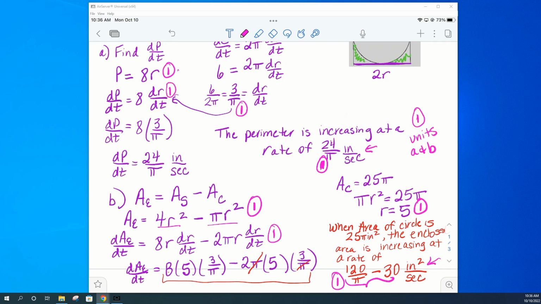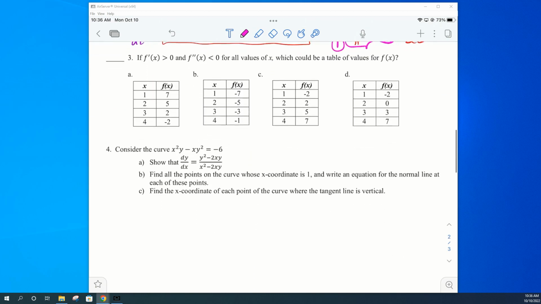All right, let's do the next one. If the first derivative is greater than 0 and the second derivative is less than 0 for all values of x, which could be a table of values for f of x? Well, let's see what I know. If the first derivative is greater than 0, I know that f is increasing. By that token, let's see if I can knock out some things. If I look at values, I can knock out A, because look at the y values of A. He's out. Okay.